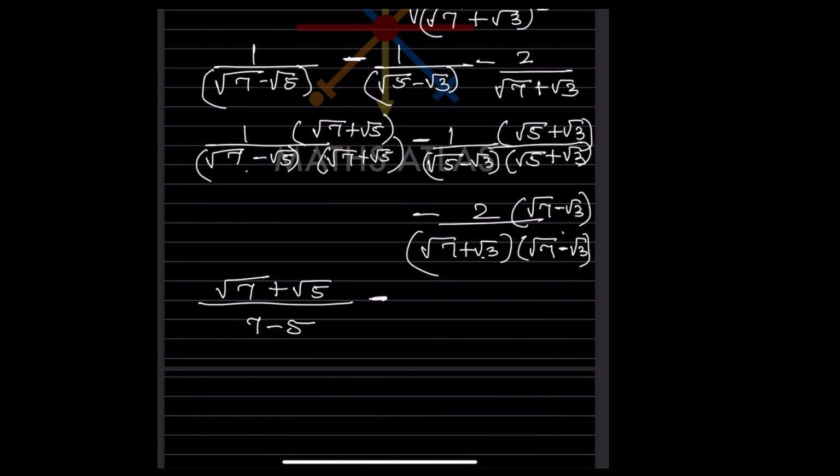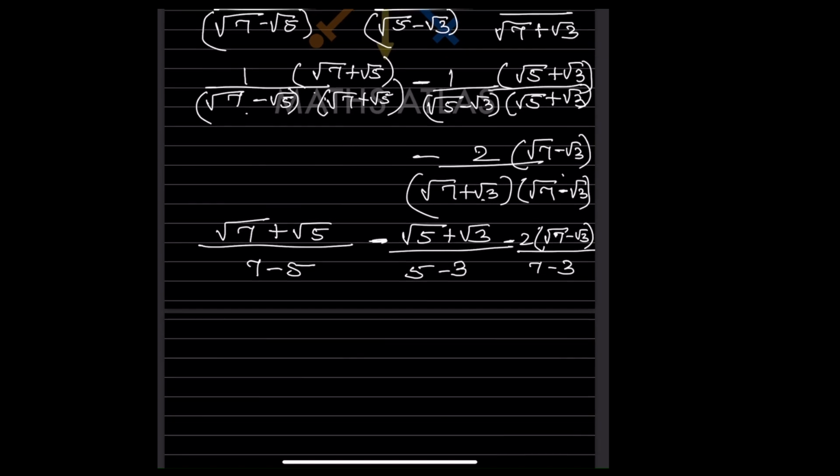Now let us go for the second part. We will write here root 5 plus root 3 as it is. And here again we will take 5 minus 3. And in the third part, what will we write here? Here we have 2. So be careful here. We have 2 over here. So we'll take here minus 2 and we'll write this in the bracket, root 7 minus root 3, and the denominator is going to be the same, that will be 7 minus 3 because that gets squared. This step is important.